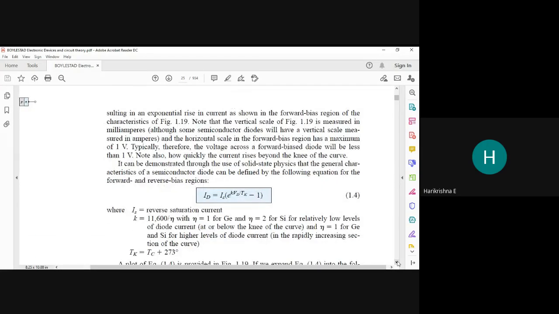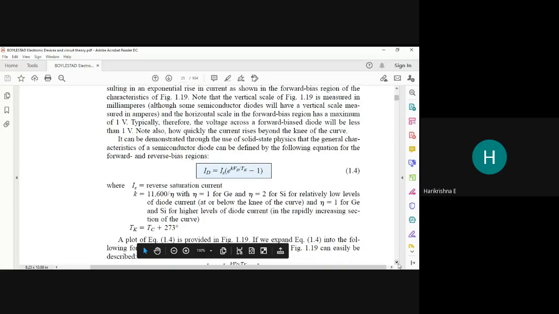This is the equation, the diode current equation. I is equal to I naught into e power kVd by T, minus 1. Something is given here. I will provide the exact formula in tomorrow's class. That is in another book, no problem. Otherwise, you can see here, IS is the reverse saturation current. We have seen that it is in the order of microamperes or nanoamperes. K is 11,600 by eta. Eta is equal to 1. Based on this formula, we have some problems.